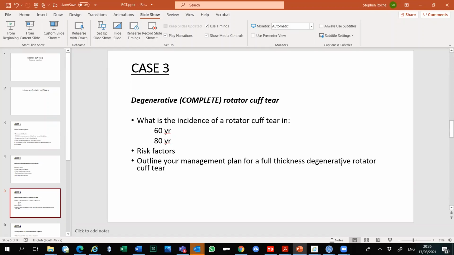Okay, Kim, what's your outline for a full thickness cuff tear in a 60-year-old? All of you can mark yourself against what she's going to tell you.